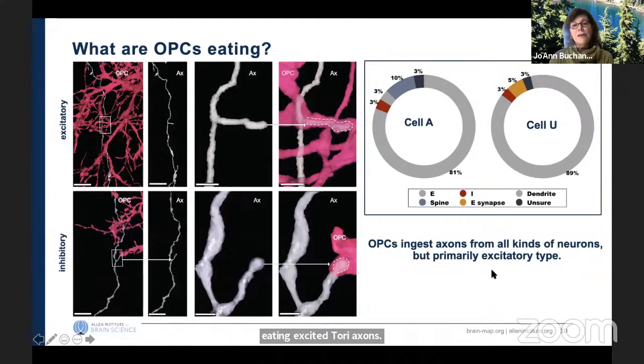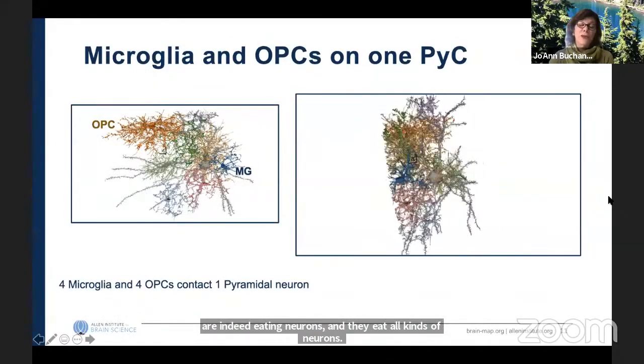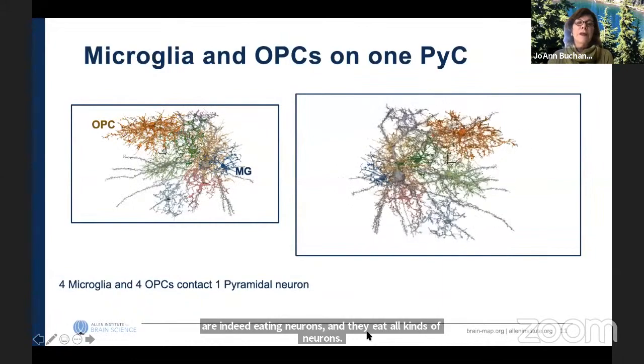We also have some RNA-seq data that I won't show you here, but that does demonstrate that the OPCs are indeed eating neurons, and they eat all kinds of neurons. So I would say they're very, very hungry, and they are really helping prune the circuit.